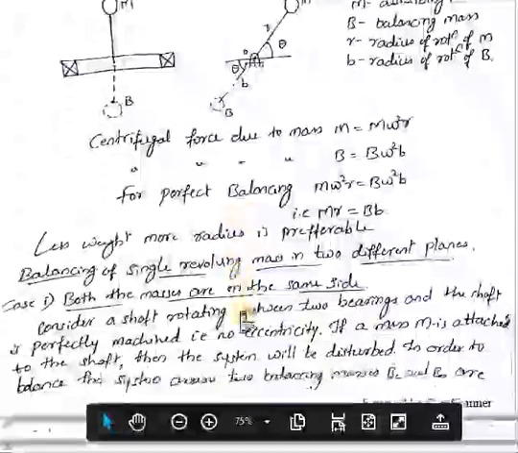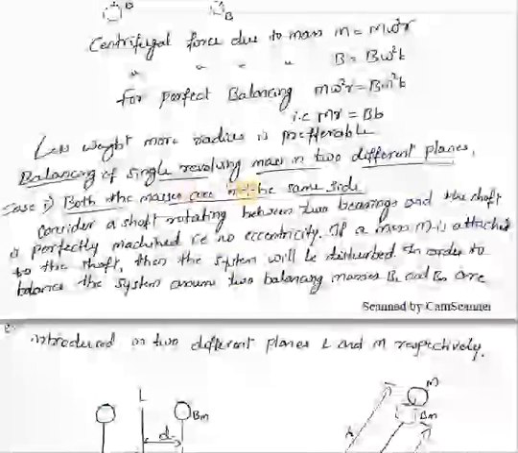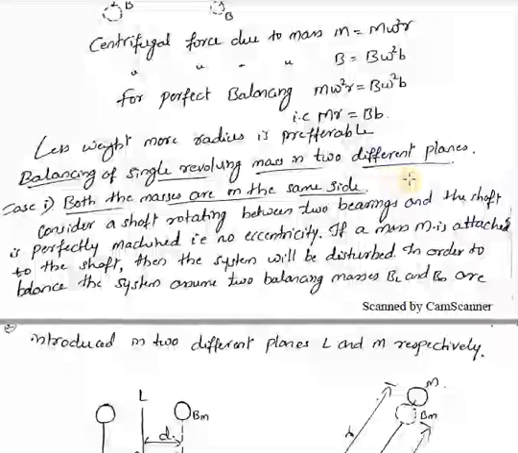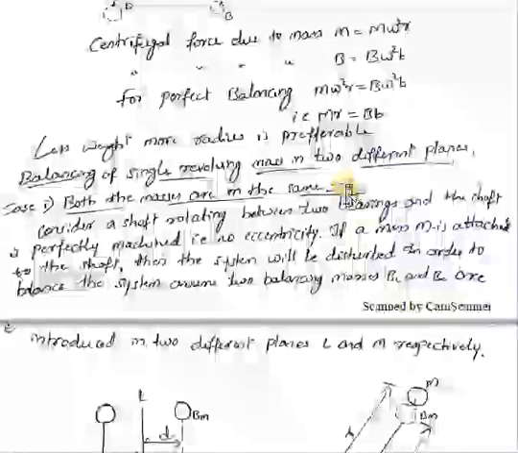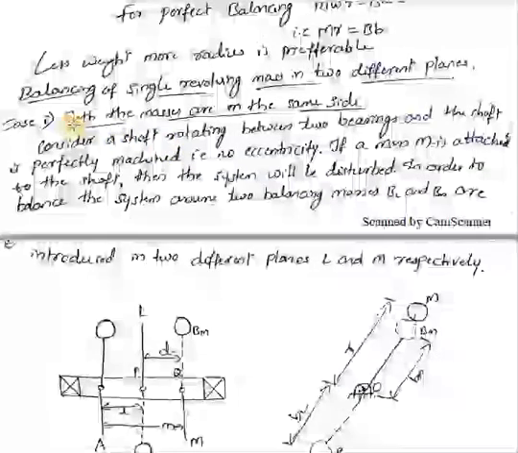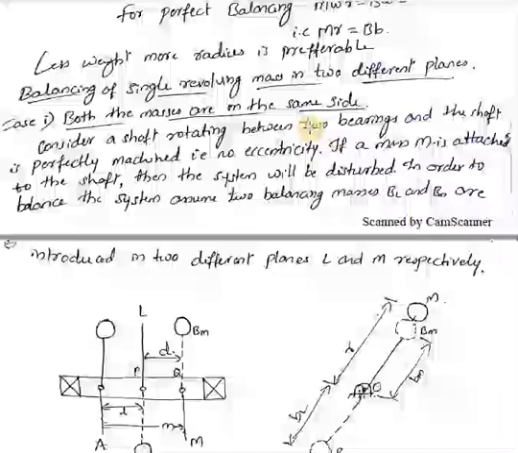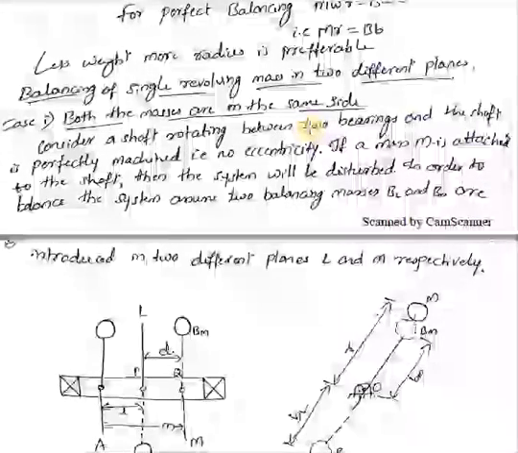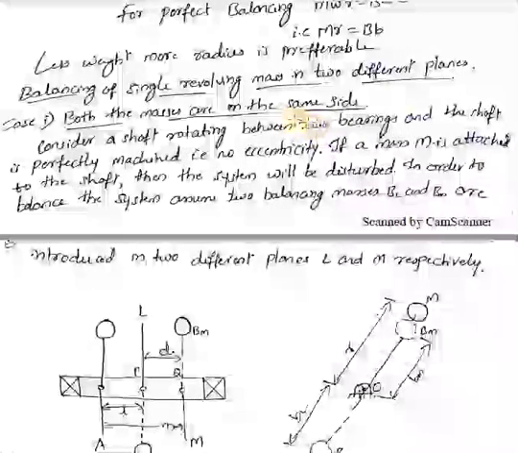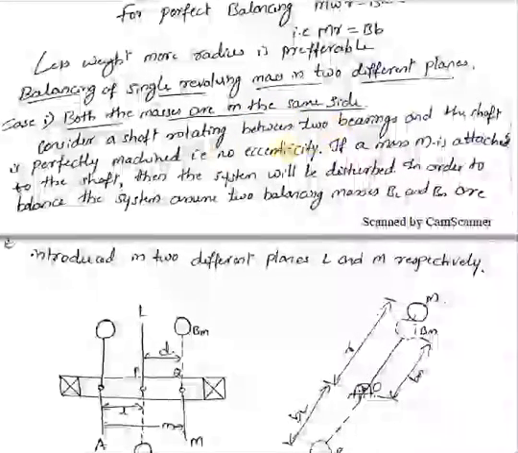Now moving further, balancing of a single revolving mass in two different planes. Again, there are two cases. The first case is where both the masses are on the same side, that is, the masses are going to rotate on the same side.